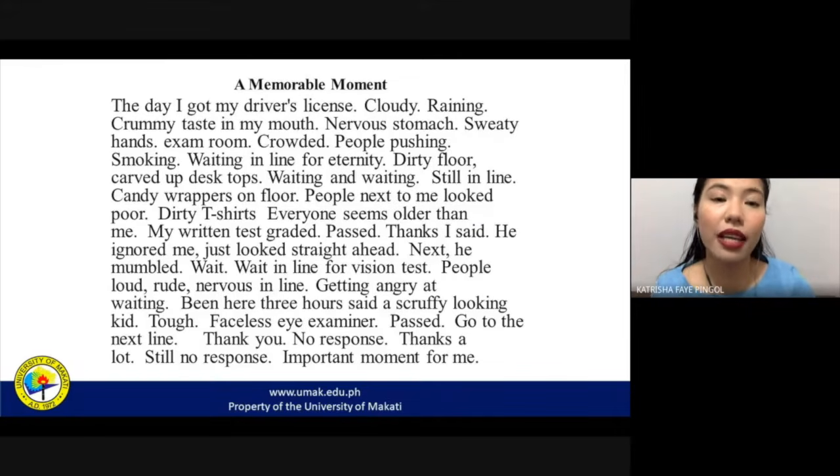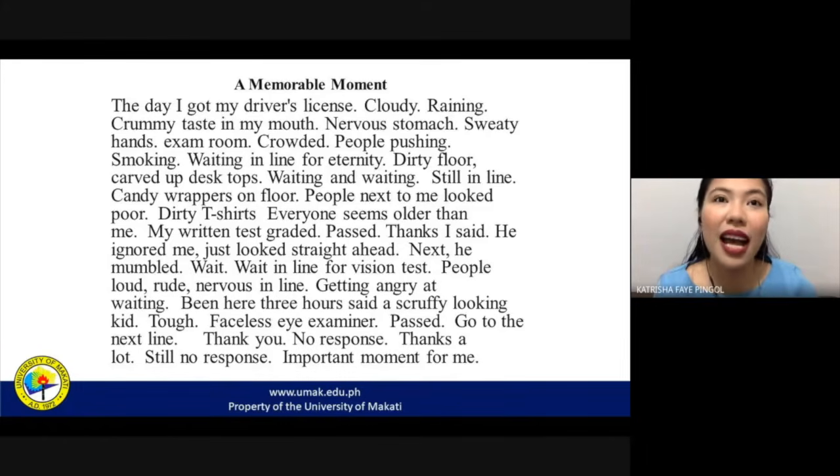Okay, just like this particular text. Okay, it's entitled A Memorable Moment. But if you can read it, there's really no structure to it. There's no definite structure to it. The memorable moment is discussed by the author in a way that as it happens.